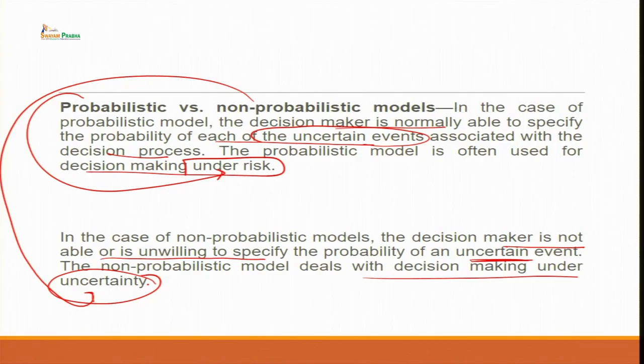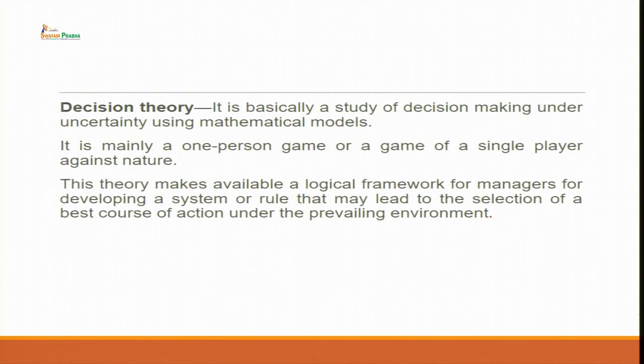So, here you can see the probabilistic model is for risk and the non-probabilistic model is for the uncertain environment. However, some experts argue that both of these models have applications for decision environments under both risk and uncertainty. That is another point of view held by many researchers. We shall now see the important models or theories relevant for decision making, which help the manager to take decisions to a great extent accurately.